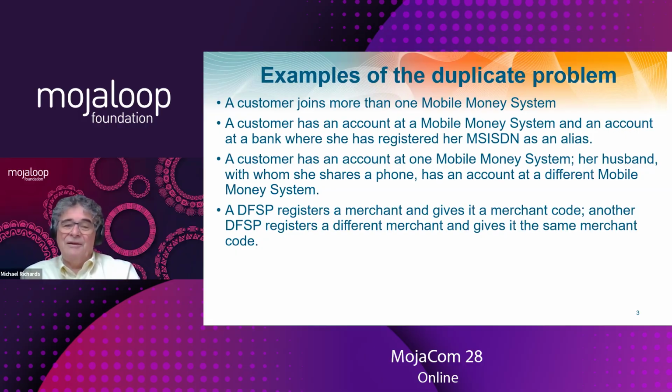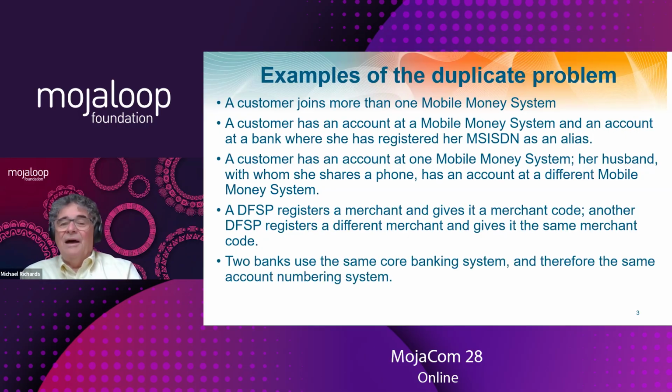So that's a very common occurrence in some parts of the world. Also, we've got a situation where, for instance, two banks use the same core banking system. Now, core banking systems typically use elements of a customer's account number to specify what kind of account it is, for instance, whether it's a current account or a savings account, other things like that. And what that means is that the number of variants in the account number are very small, and therefore it's very common for customers in two banks to have the same account number.